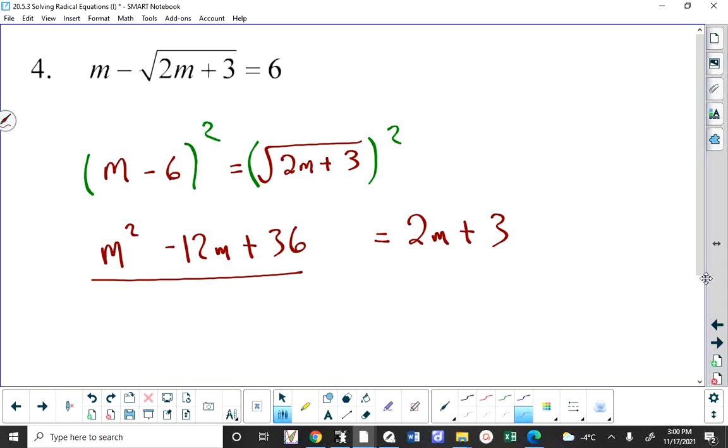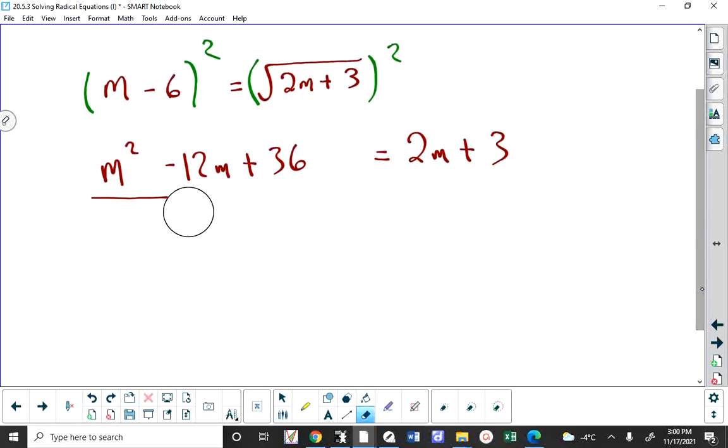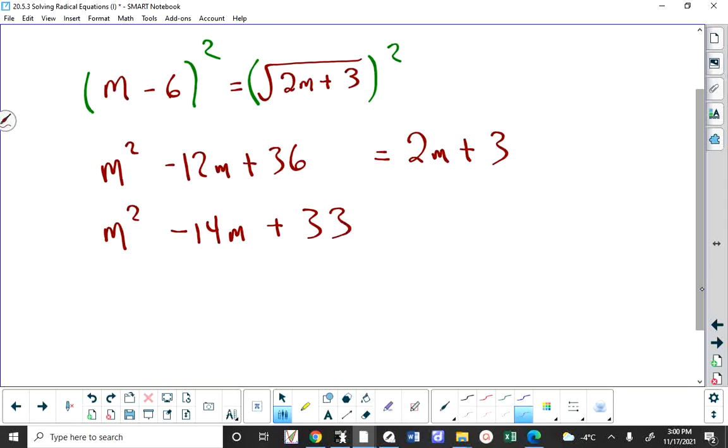So you've either developed a pattern or you're actually seeing m minus 6 in your head. It is quadratic because of that m squared, so we're going to zero the equation. m squared minus 14m plus 33. Don't forget your equals 0. Are there two numbers that multiply to give 33 and add to give negative 14? Yep. Negative 11 and negative 3.